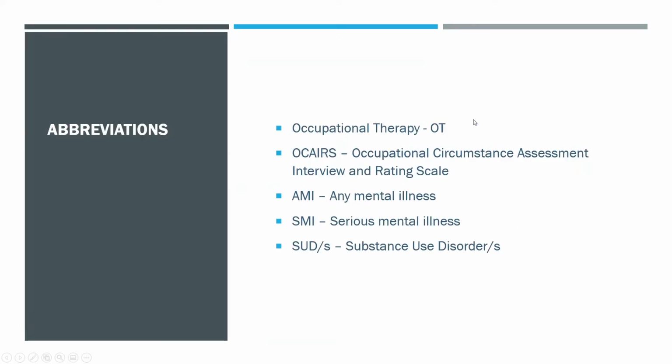So just a brief slide with some abbreviations. You've already gone through OCAIRS and you know OT, but the ones down here, AMI, SMI, and SUDS. Just understand what those are. Those will be used intermittently throughout the presentation.